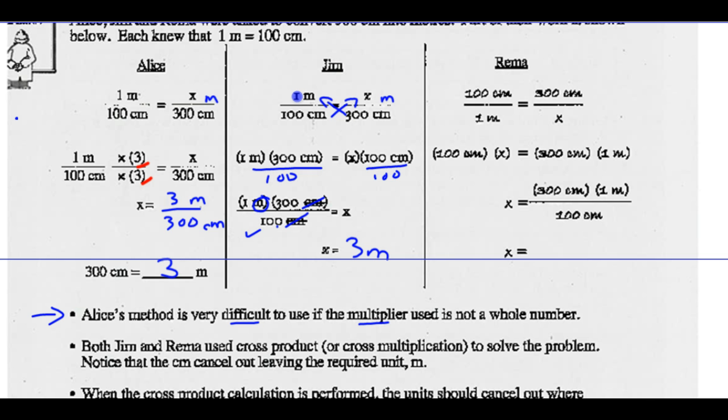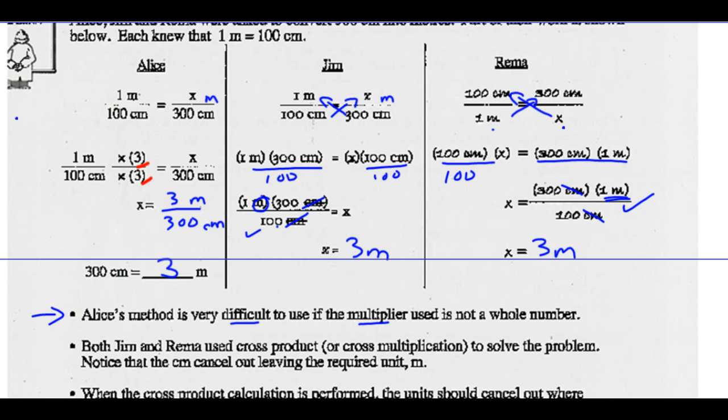So 3 meters is the same as 300 centimeters. And Rima said 100 centimeters equals 300 centimeters if 1 meter equals how many meters? So again, Rima cross-multiplied. 100 times x equals 1 times 300. Then she divided both sides by 100. And we get this equation. We notice the centimeters should cancel out. And we're left with 300 times 1 divided by 100, which is 3. And the only unit left is meters.